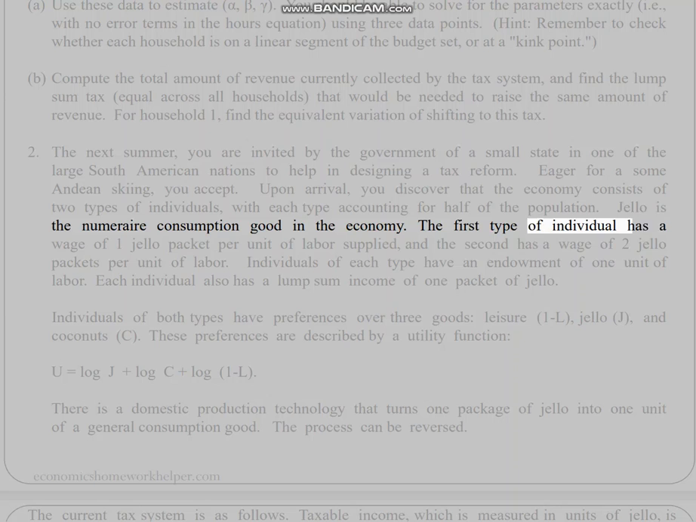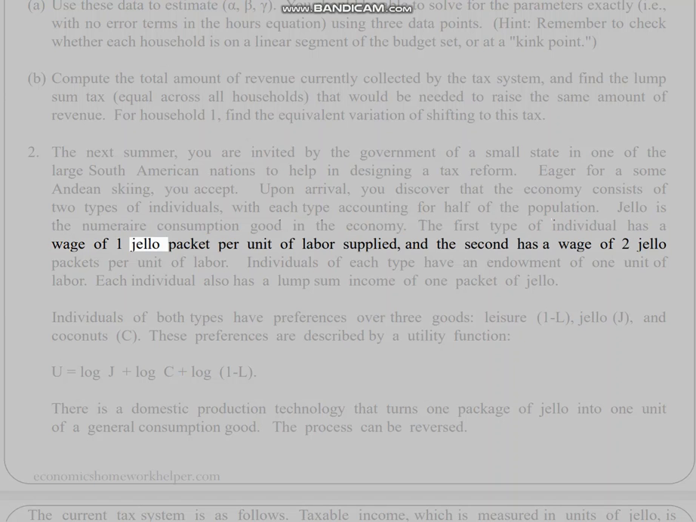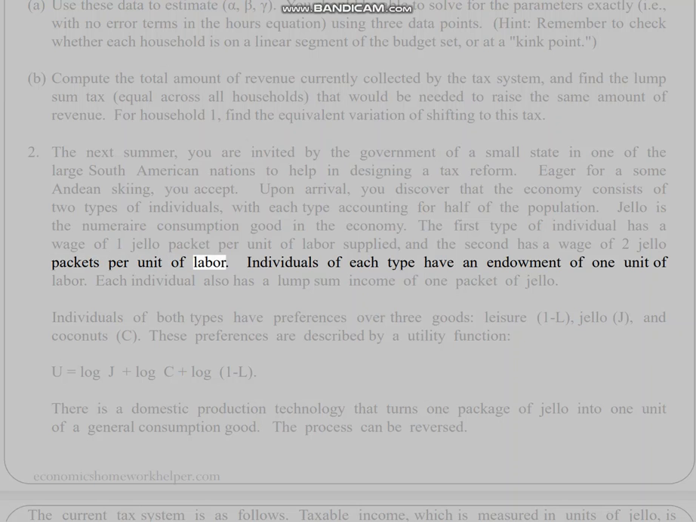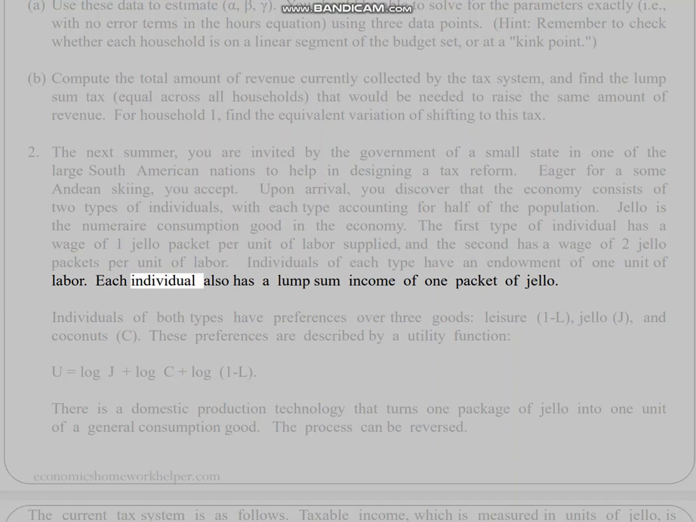The first type of individual has a wage of 1 Jello packet per unit of labor supplied, and the second has a wage of 2 Jello packets per unit of labor. Individuals of each type have an endowment of 1 unit of labor. Each individual also has a lump sum income of 1 packet of Jello.